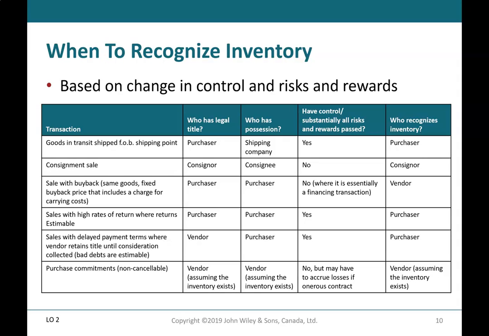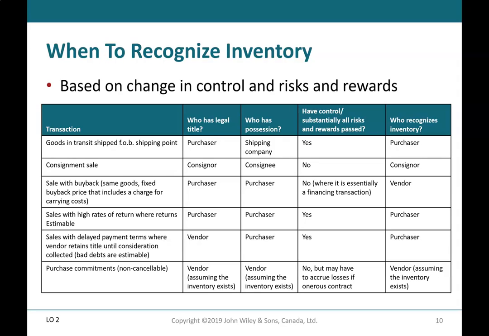Sales with delayed payment terms, where vendor retains title until consideration is collected. Bad debts are estimable. Who has legal title? Vendor. Who has possession? Purchaser. Have control, substantially all risks and rewards passed? Yes.